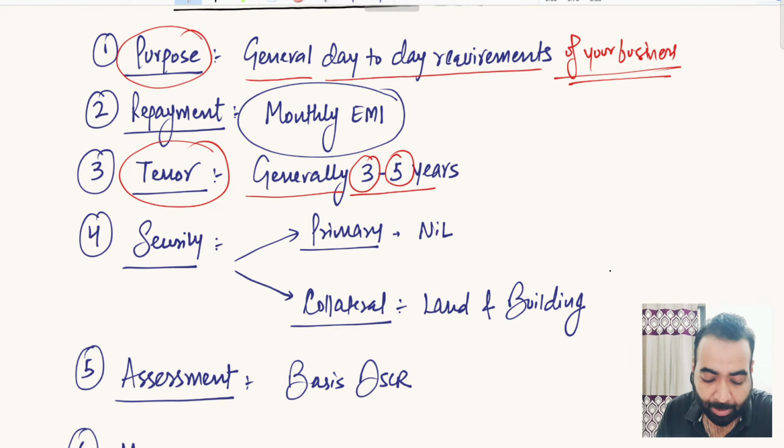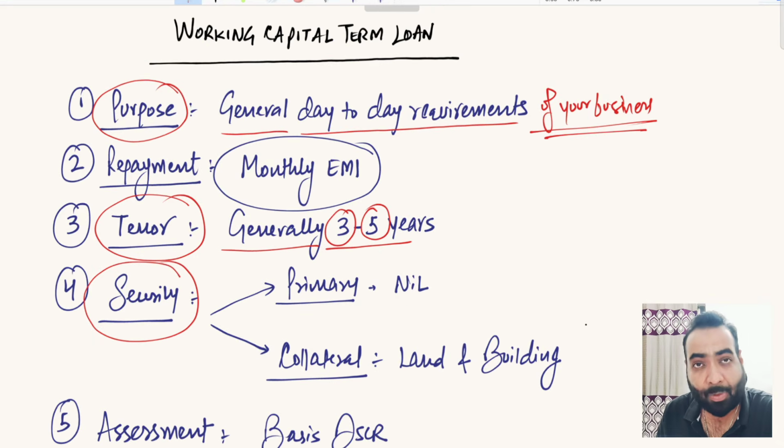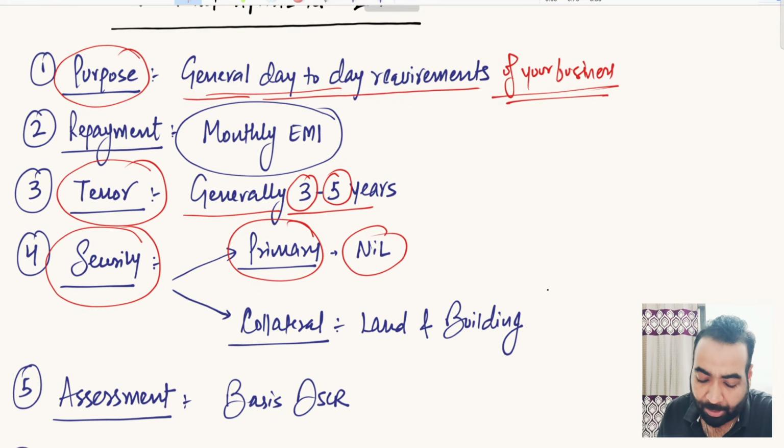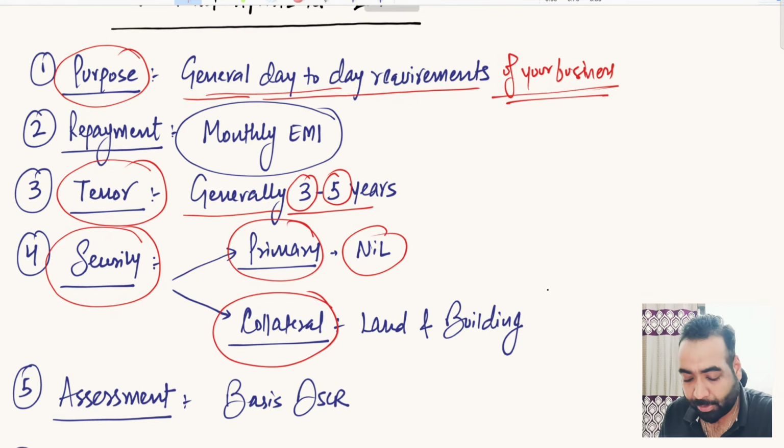So what is the security required in this loan? This loan is given to you for general day-to-day requirements. There is no specific type of asset created out of this loan, nor is it tracked. So there is no primary security involved. In the machinery term loan, the primary security was the hypothecation on the machinery, and in the building term loan, the primary security was the land and building itself. But in WCTL, there is no concept of primary security. You only have to take the collateral security, the mortgage on your land and building, right?